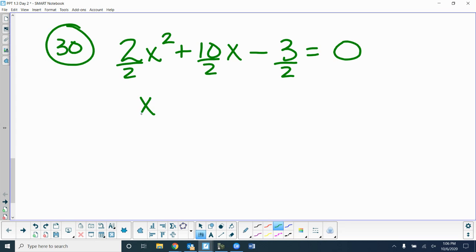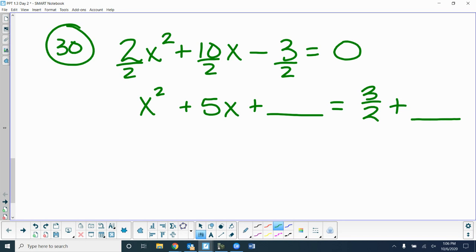So I got my x squared. 10 divided by 2 is 5x plus blank. I'm taking my c value, negative 3/2 to the other side, so I'm going to add it. So it's positive 3/2 on this side. Now, what else is kind of tricky about this is that our b value is what?